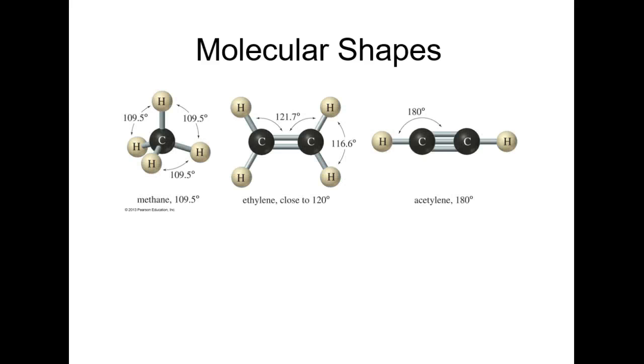Shapes. Let's talk about the molecular shapes. These hybridized orbitals have particular shapes. The three shapes we're going to talk about are tetrahedral, trigonal planar, and linear. Okay, so this molecule is sp3 hybridized, and it has a tetrahedral shape with bond angles of 109.5.